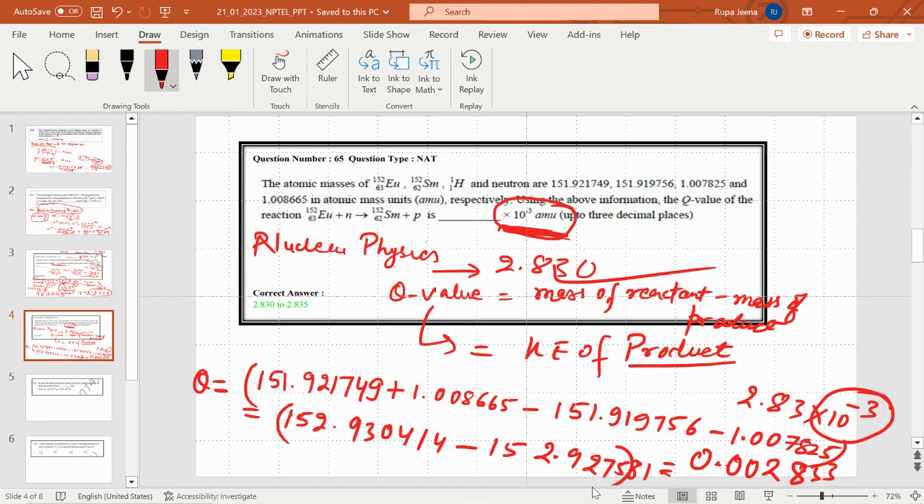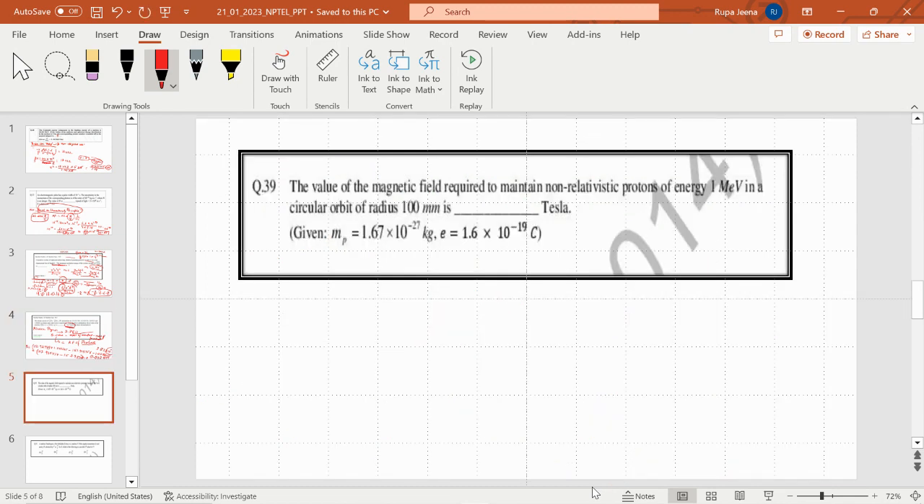Moving on to the next question. So this question again, this is quite an easy question, and this came for 2 marks. This question: the value of magnetic field required to maintain a non-relativistic proton of energy 1 MeV in a circular orbit of radius this.